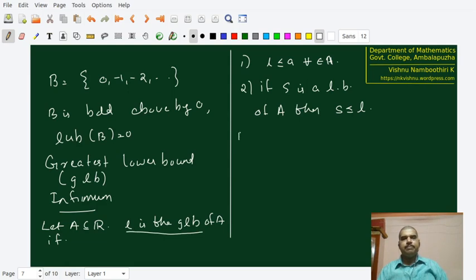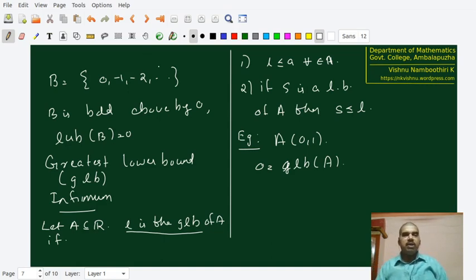Example: A is equal to the same (0, 1). Then from this we can observe that 0 is the GLB of A. Now, we were having a confusion about whether we can say that LUB and GLB, these two numbers, are going to be unique or not. Of course, another thing we have to observe is that we can find the LUB provided that there is an upper bound. We can find the GLB provided that there is a lower bound. That's an important thing that we have to observe. Now, we will show that LUB, GLB, if it exists, is going to be unique.